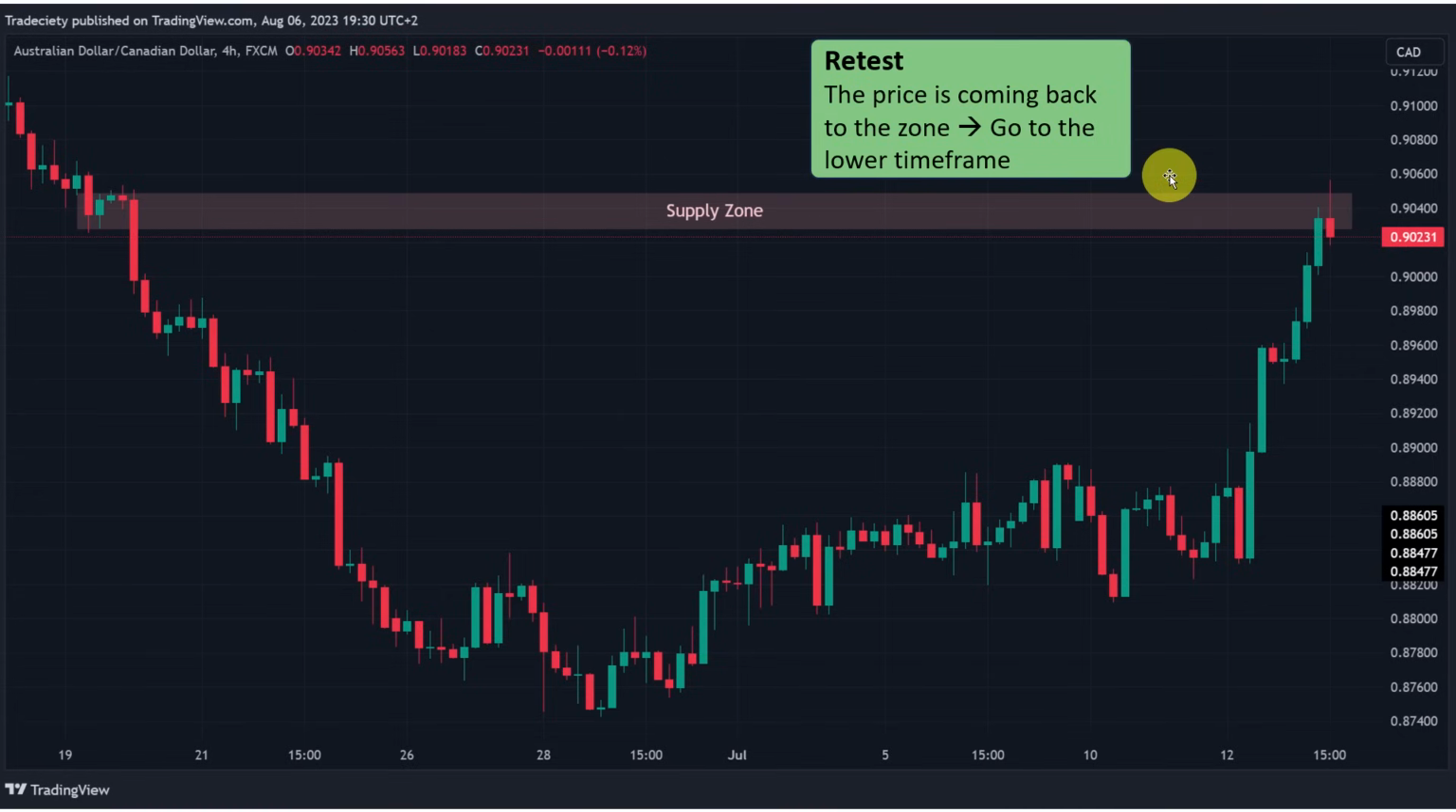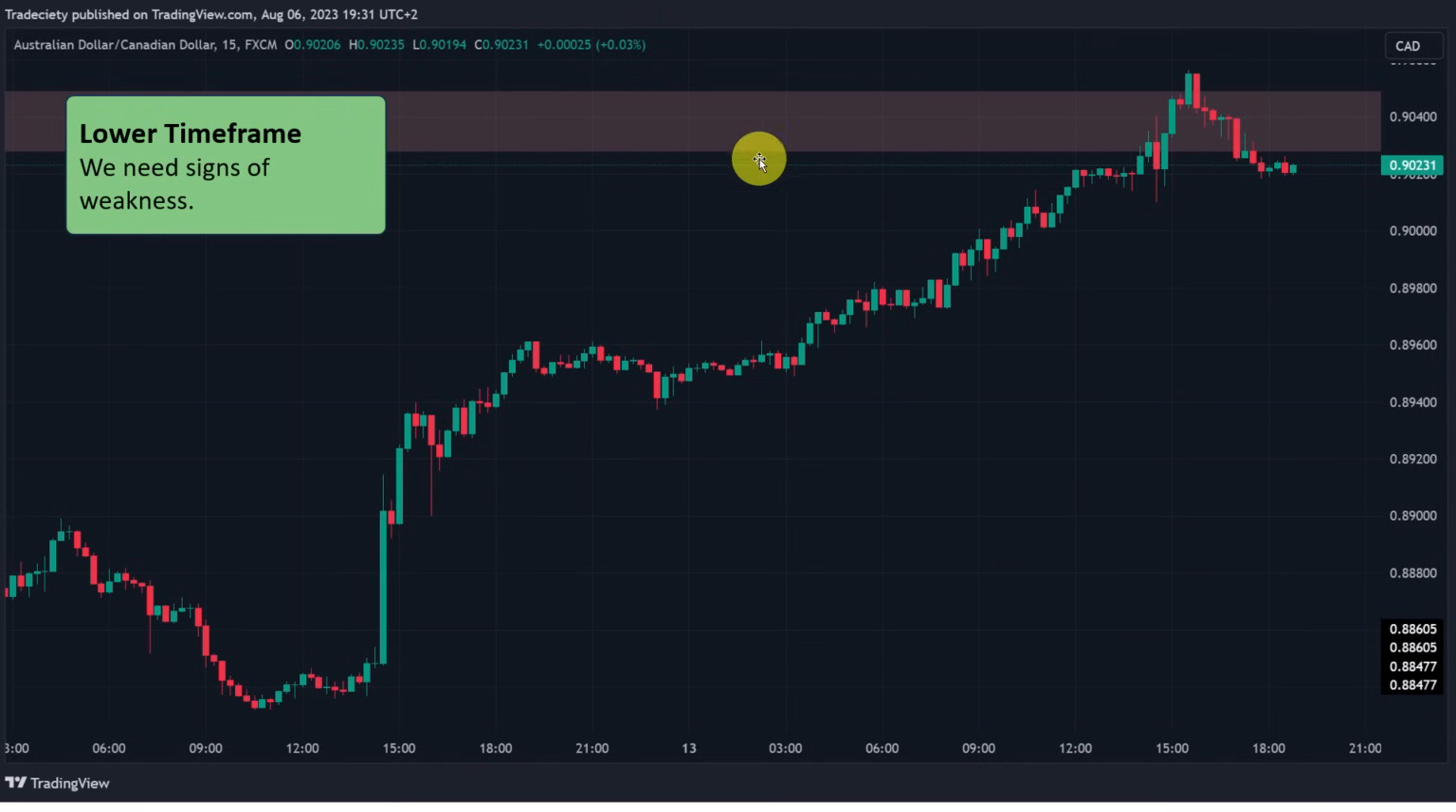We have to go to a lower time frame. So we go from the 4-hour to the 15-minute. And here we typically look for patterns. We want to look for other signs of weakness that the previous uptrend that we are seeing here is over and is rolling over into a downtrend.